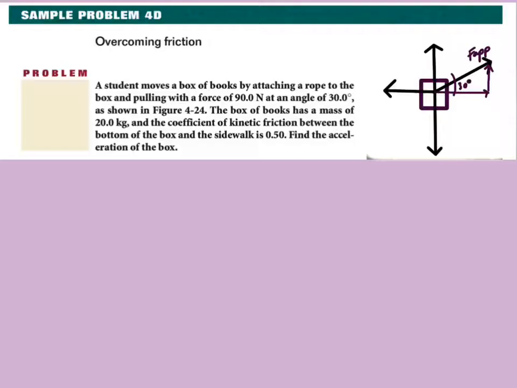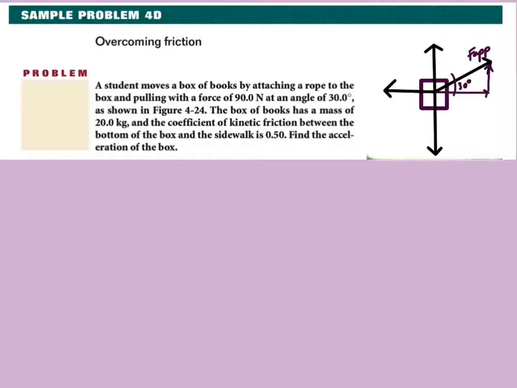Let's go. We are told that some kid has a box of books. They attach a rope to it. They pull it with a force of 90 newtons at 30 degrees above the horizontal. I've redrawn the free body diagram for you. We're given the mass of the box of books, 20 kilograms, and the coefficient of kinetic friction between the box and the sidewalk. What's the acceleration of the box?